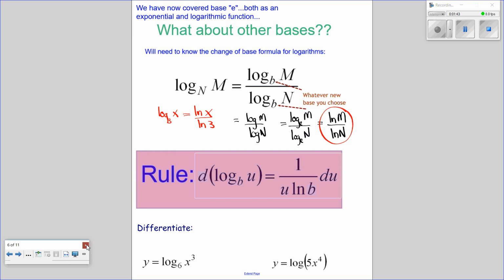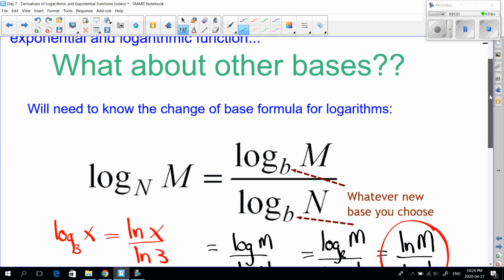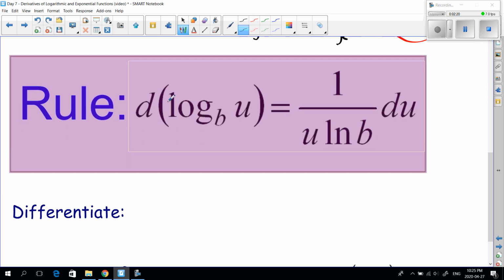Right now we've covered base e both as an exponential and a logarithm. Well, what about other bases? It's helpful to know the change of base formula. Keep in mind when we were doing logarithms, log base n of m could be written as the log of m divided by the log of n, or the natural log of m divided by the natural log of n. This also works, and when we get into logarithmic differentiation, we'll use the natural log. But for now, this is the rule we're going to look at today.